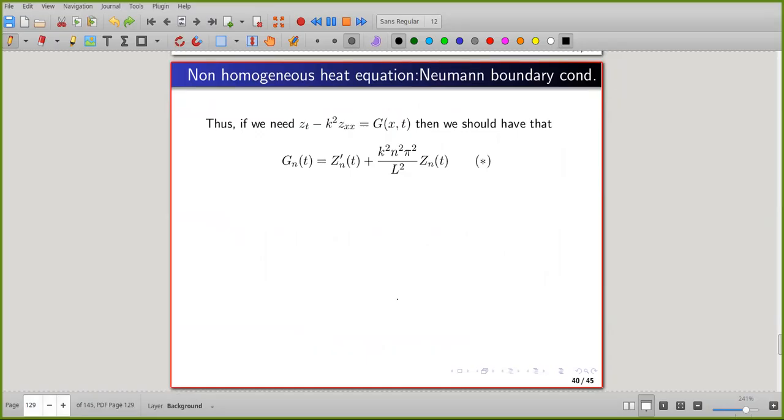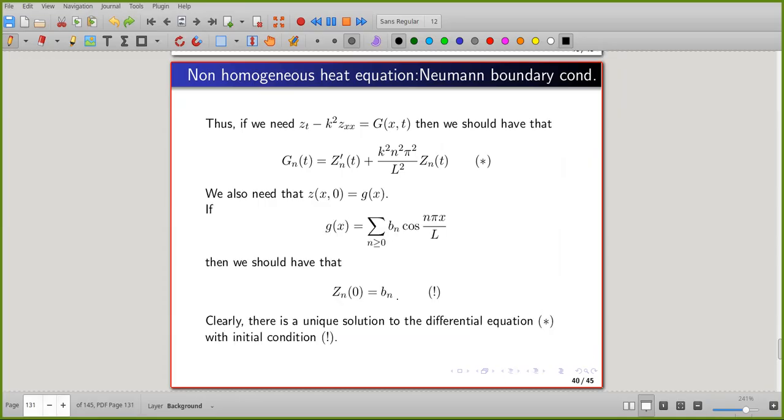So we have this differential equation. And once again, we need that z(x,0) is equal to g of x. So if we write the Fourier cosine series of g of x, then we want this to be equal to z of x comma 0, which is equal to the summation over n greater than or equal to 0 of z_n(0) times cos n pi x by L. Therefore, this z_n(0) has to be equal to this B_n.